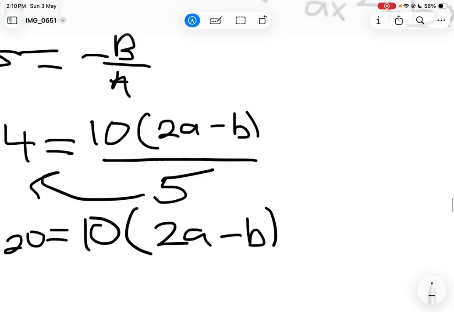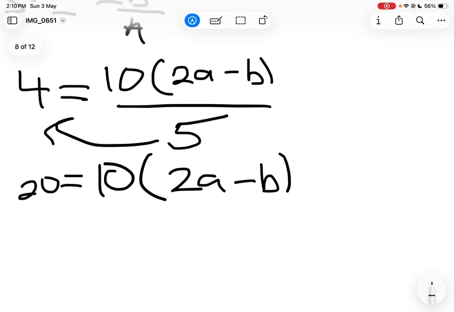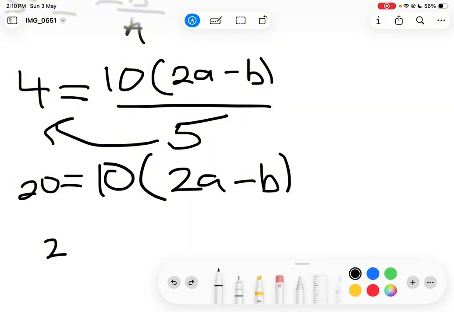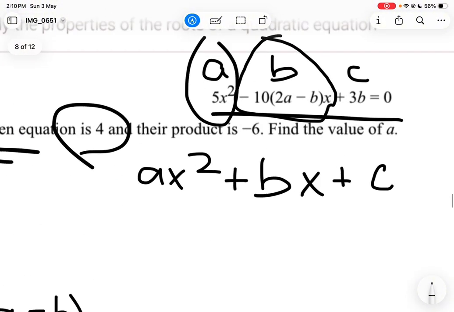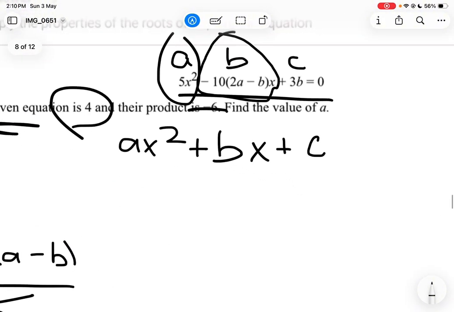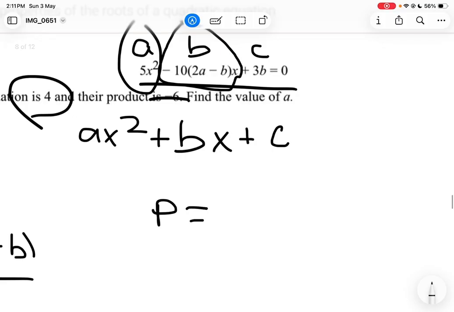You can divide by 10 on both sides. It will be 2. Wait 1 second. 2 is equal to 2A minus B. Okay? So now 2A minus B is equal to 2. You have your first equation. Moving on to the product. They gave the product is minus 6. And you know that the product is equal to C over A. Always. And they gave it minus 6.